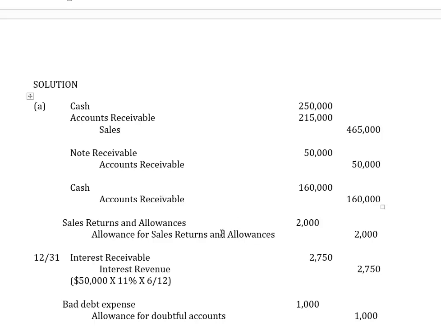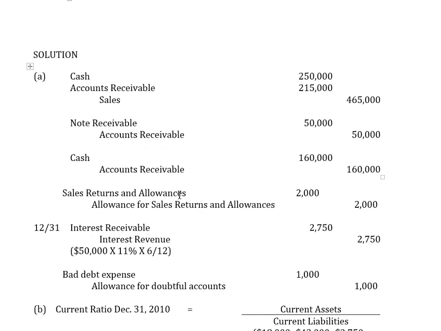Now we also know that we had a sales return and allowance during the year. So because they follow ASPE, we are going to debit that account for $2,000 and credit our contra account to the accounts receivable. This is a new contra account we studied this year, allowance for sales returns and allowances. And this is specific to ASPE, right? They use this account.